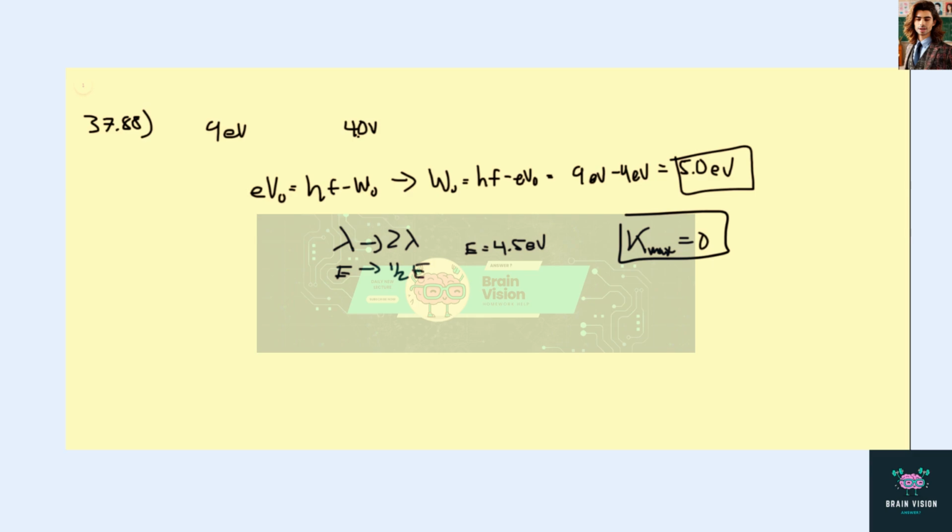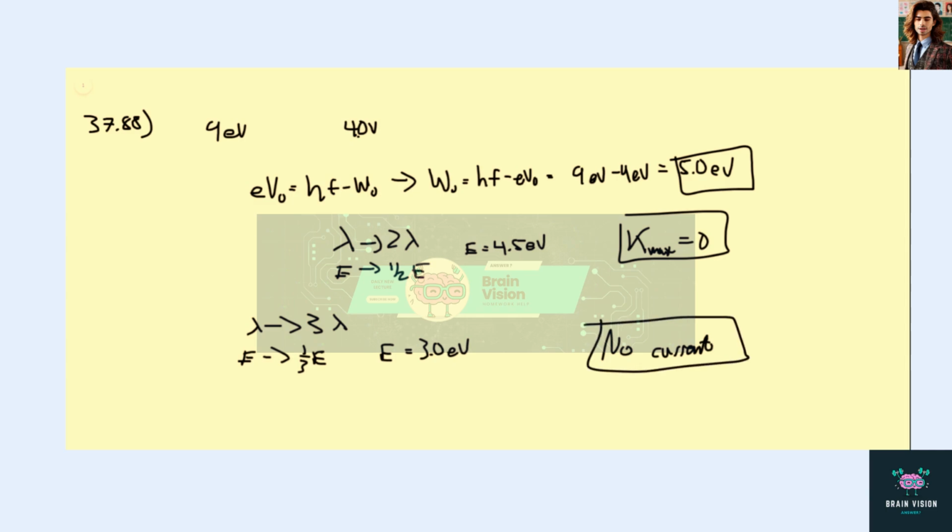So again, if the wavelength goes to 3 times the wavelength, then the energy is going to go to 1/3 of what it was, which means the energy is now 3.0 electron volts, which is again less than the work function. So that means there's going to be no current. In both cases, no current and no kinetic energy.